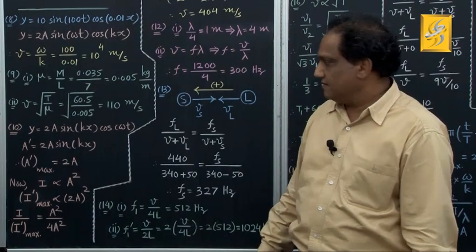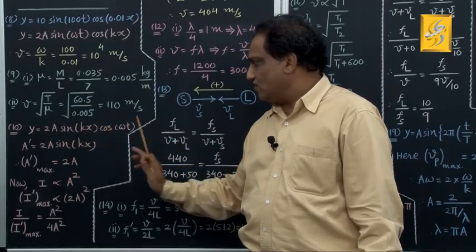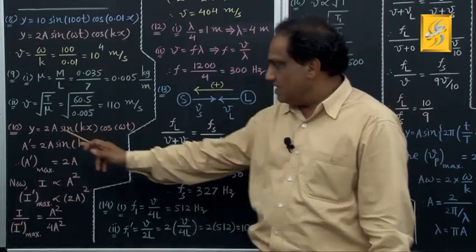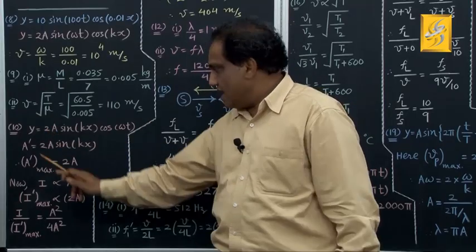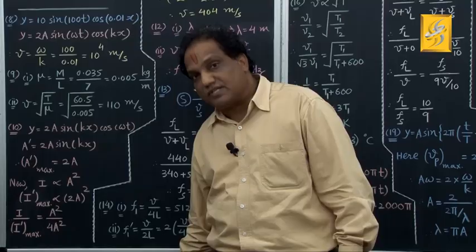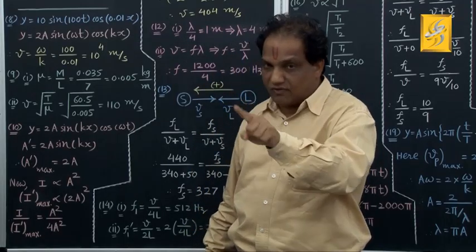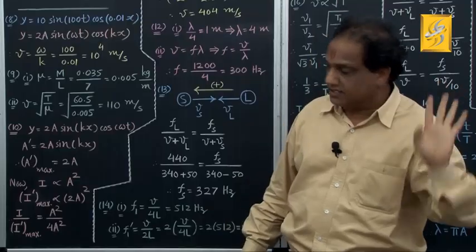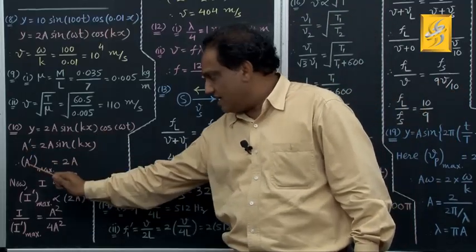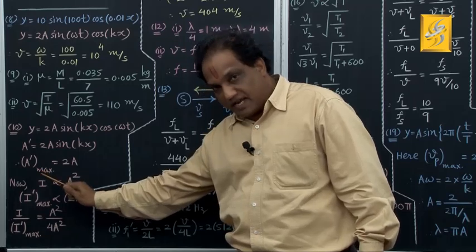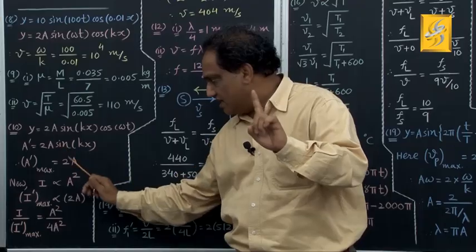Read it? Fine. y equals 2a sin kx into cos omega t. This is the equation which represents a stationary wave, correct? And don't you know the amplitude of a stationary wave? It is given by the formula we had studied in theory. A dash equals 2a sin kx. Now if I want maximum amplitude, I should write A dash maximum. But you know the maximum value of the sine function is 1. So 1 into 2a, that is 2a.